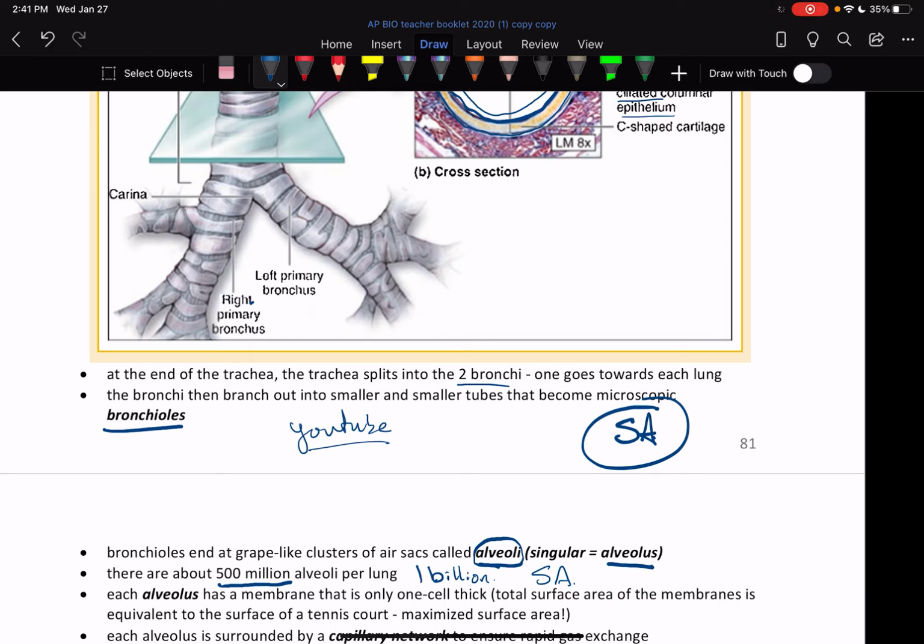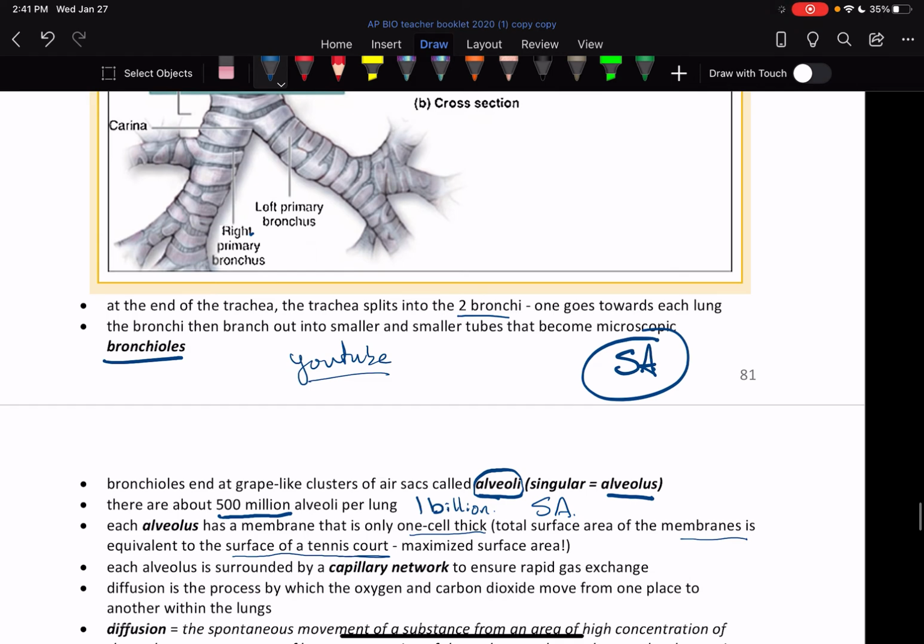Now, each alveolus has a membrane that's 1 cell thick, okay? But if we took the total surface area of the membrane, right? So if we looked at every single one of the alveoli and we flattened it all out, okay? You would have surface area that's equivalent to the surface area of a tennis court inside your lungs, okay? All rounded up, kind of folded in these alveoli, okay? And again, you have to be getting this idea of scale now, of how tiny these alveoli are. And you must also be getting a scale of how tiny these capillaries are, okay? Because each alveolus is surrounded by a capillary network to ensure gas exchange, okay?